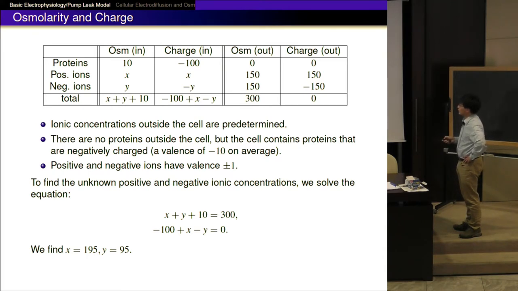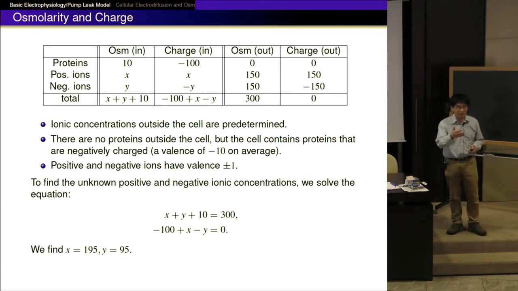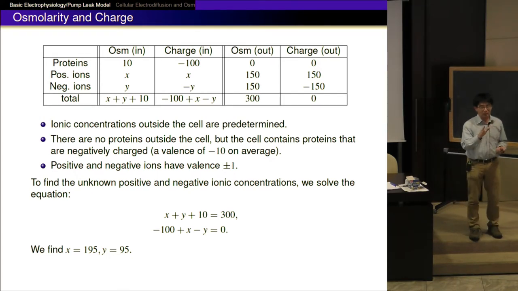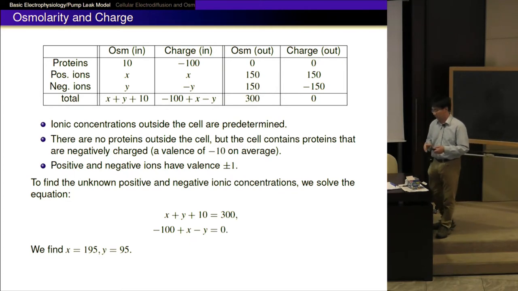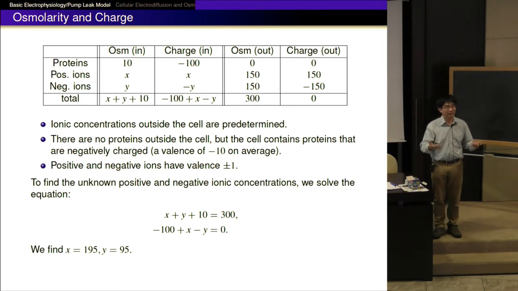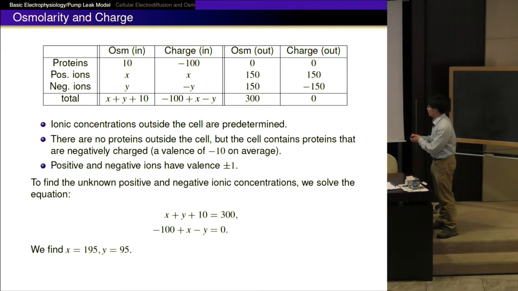Well, let's say the ionic concentrations outside the cell are predetermined. So outside the cell, we have a positive ionic concentration of 150, and I don't even have units here, but you can think of this as 150 millimole per liter, which is about the concentration we have in our body. So this is of sodium. Here, I'm just lumping all positive ions and negative ions together, just for simplicity. This is an extremely crude explanation I'm going through.